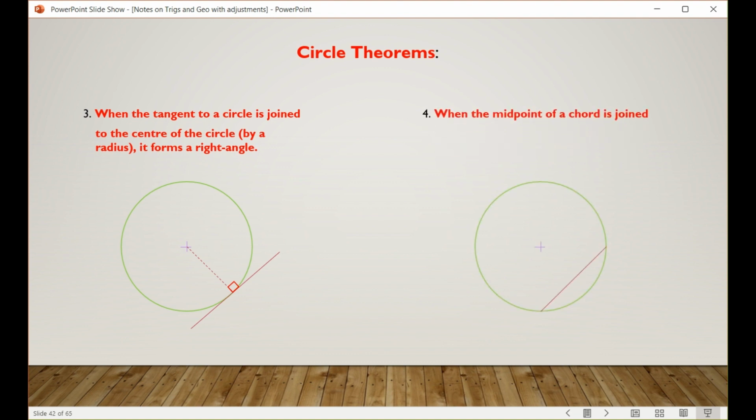And if we consider now a chord, and we're trying to connect the chord to the center of the circle, and we draw a line straight across, please do this yourself. Any random line, you will see that it forms 90 degrees and it bisects the chord.